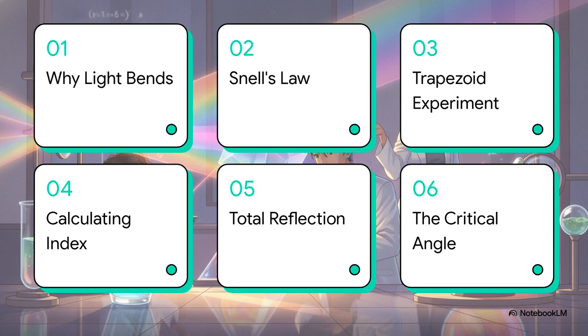All right, here is our roadmap for today's investigation. First, we'll look at why light bends. Then we'll unlock Snell's law, jump into the plastic trapezoid experiment, and calculate the refractive index. After that, we'll explore total internal reflection, and finally, wrap things up with the critical angle test.